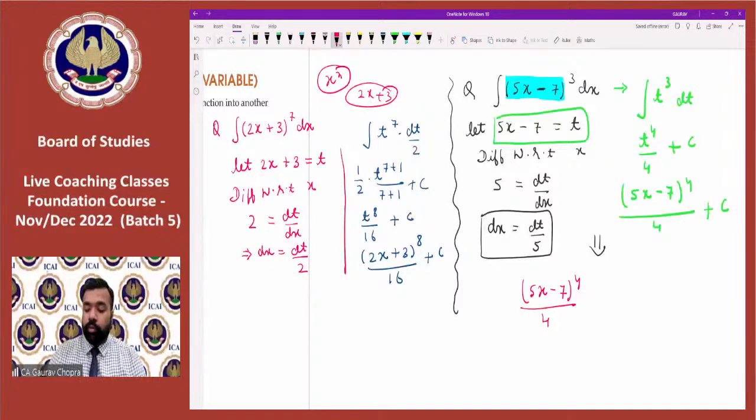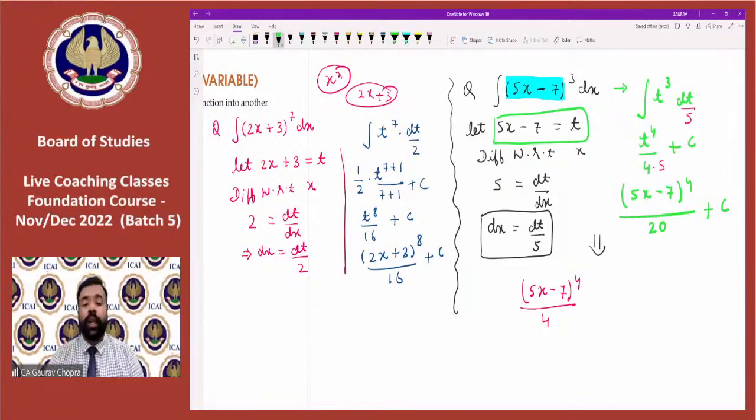And then what else? Okay, one more thing we had left in that part is we had written dt. It was dt by 5. So we have to write here 4 into 5 and then it will become 20. So just make one correction here.